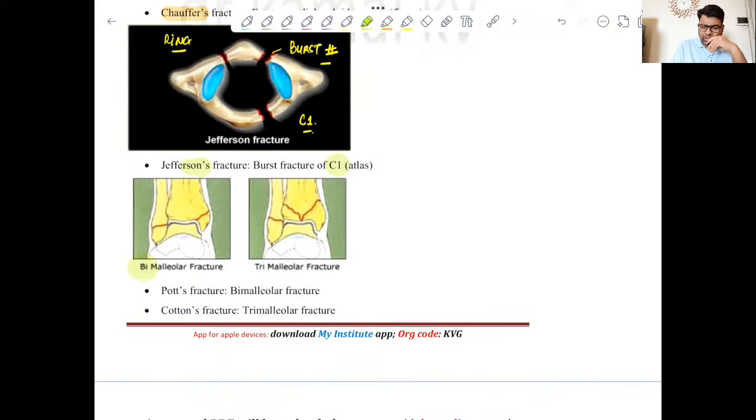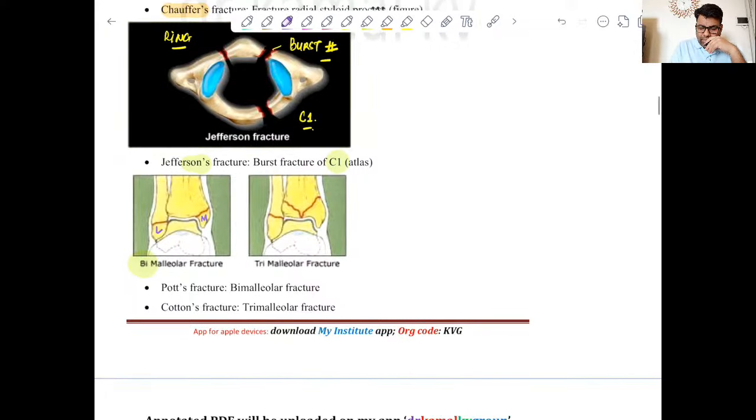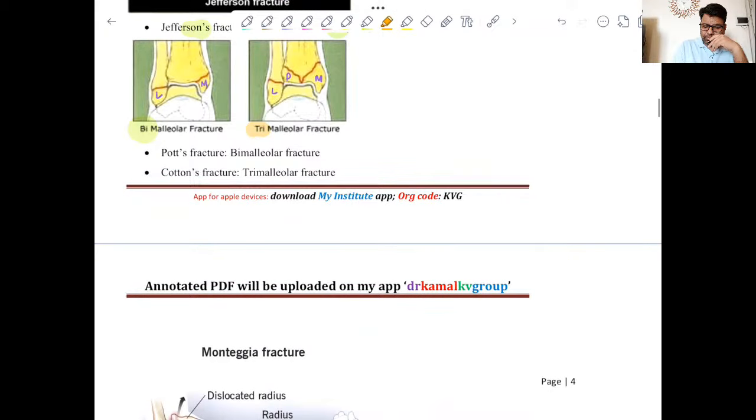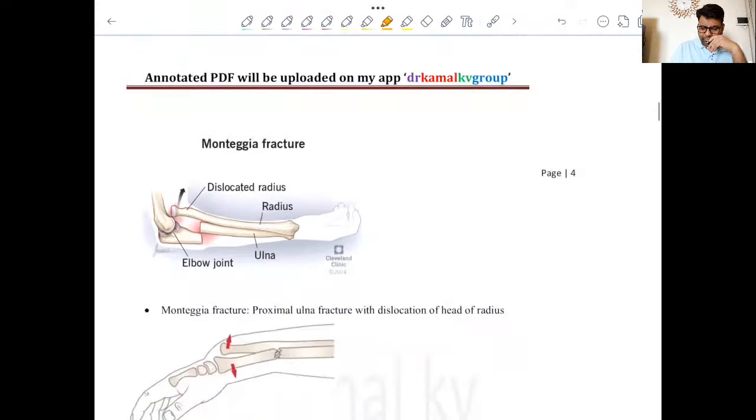Bimalleolar: if both the malleoli are fractured, that is the medial malleolus and the lateral malleolus. If both the malleoli are fractured, this is bimalleolar. If there is fracture of all three, that is medial, lateral plus posterior, it becomes trimalleolar, right? So bi is 2, tri is 3. Now bimalleolar is also known as Pott's fracture, and trimalleolar is also known as Cotton's fracture.